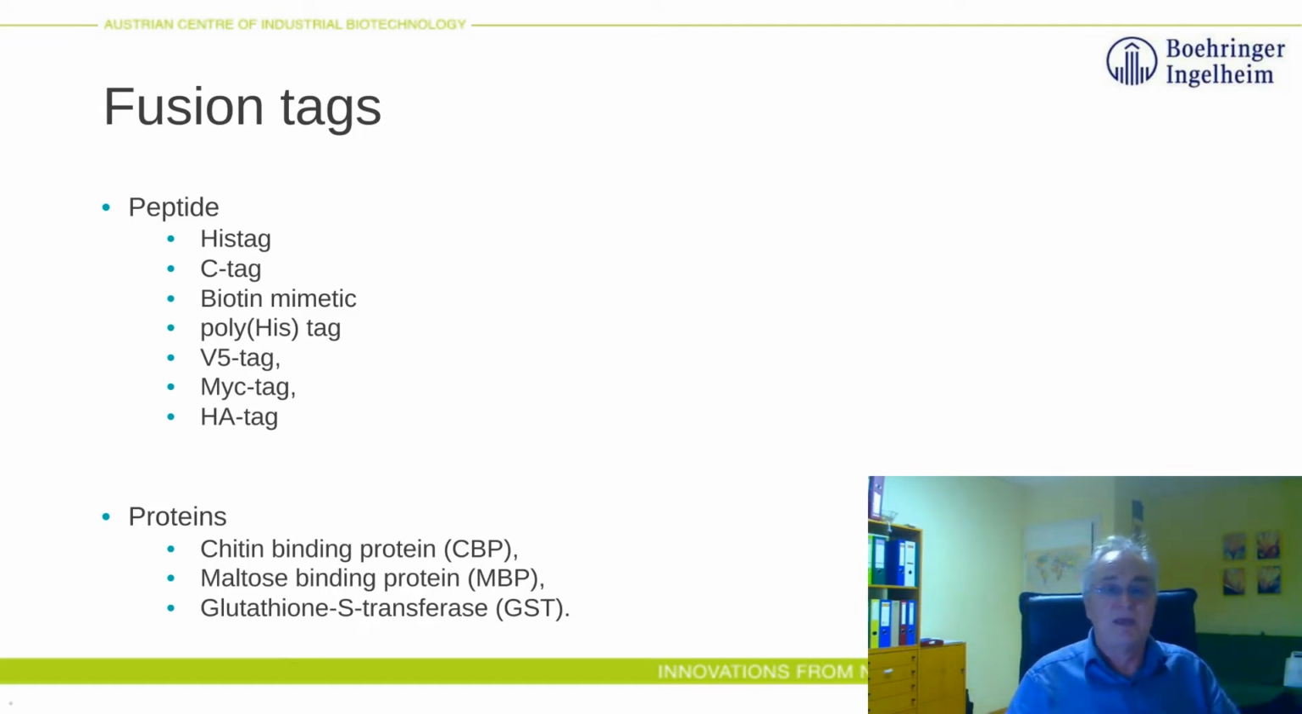Here you see only a couple of fusion tags. These could be peptides or proteins like the His tag, the C tag, a biotin mimetic, polyHis tags, V5 tag, MYC tag, and so on. Hemagglutinin tag, and then proteins like the chitin binding protein, maltose binding protein, glutathione S transferase.